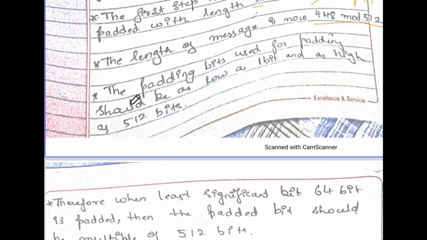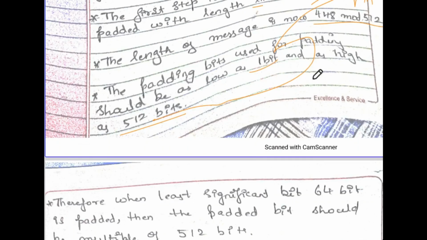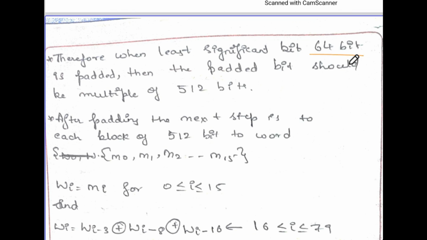The padding bits used for padding should be as low as 1 bit and as high as 512 bits. This length L_M should be in the range of 1 to 512. Therefore, the 64 bits are known as the least significant bits. When the least significant bits are added to a message, it must be a multiple of 512. Say this is a digital signature message. When 64 bits are padded with this message, the output must be a multiple of 512.